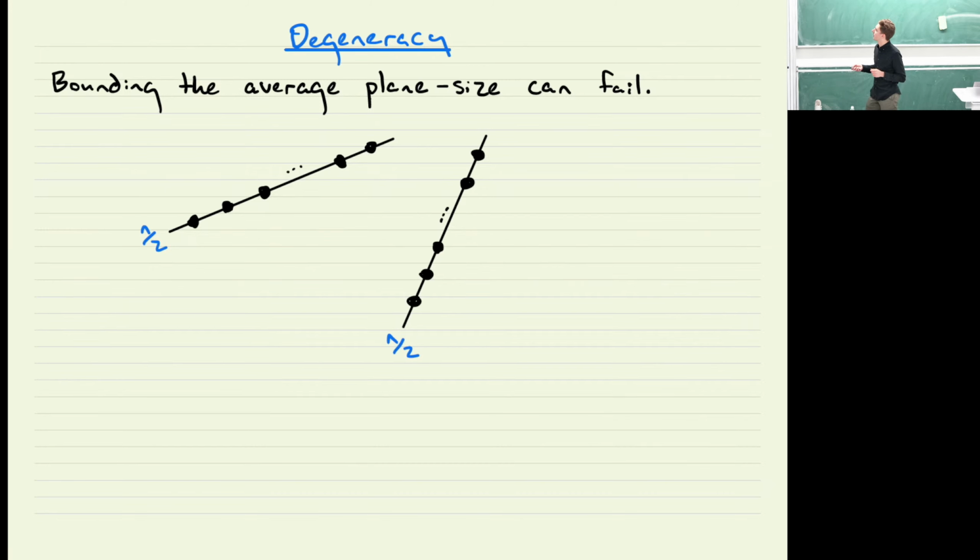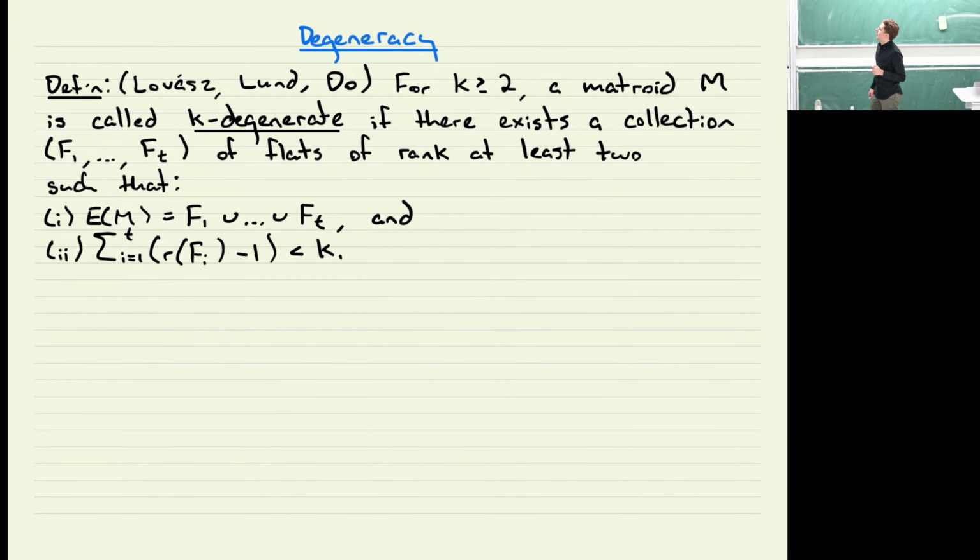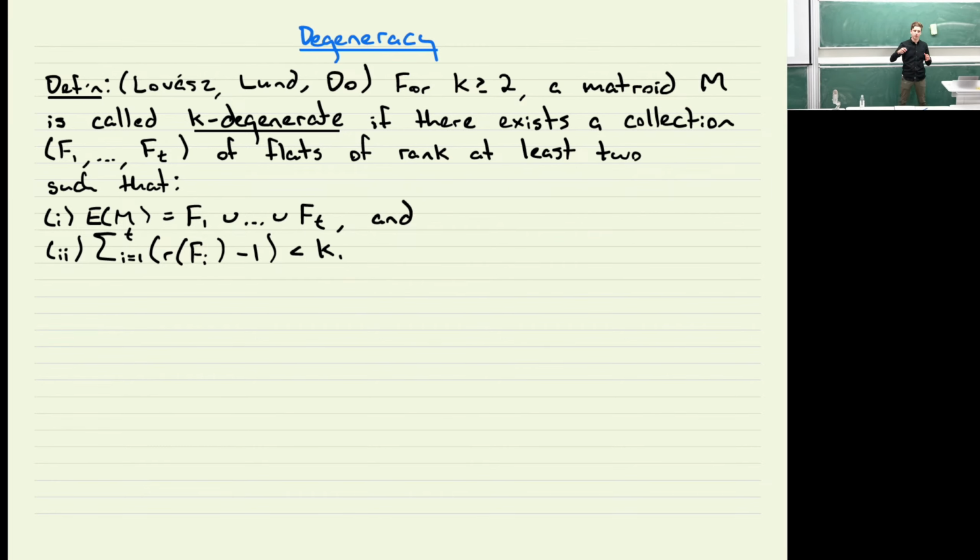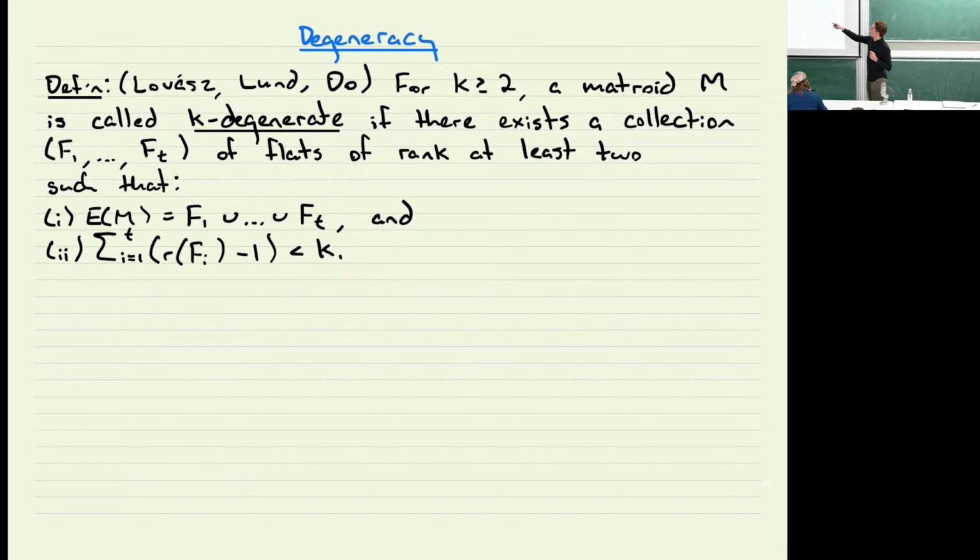Fortunately, there's already a notion of degeneracy that's well studied. So we're going to call a matroid K degenerate if there is a collection of flats in the matroid, each with rank at least 2, which cover the ground set, and whose dimensions sum to less than K. Right? So rank in a matroid can be thought of as dimension plus 1. So that's why we have this rank minus 1 thing in the sum, saying that the dimensions of the flats sum to less than K.